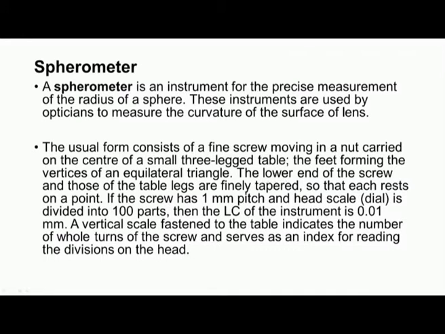The lower end of the screw and those of the table legs are finely tapered, that means the ends are conical, so that each end rests on a point. If the screw has 1 mm pitch and the head scale, that is dial, is divided into 100 parts, then the least count of the instrument is 0.01 millimeter. A vertical scale fastened to the table indicates the number of whole turns of the screw and serves as an index for reading the divisions on the head.